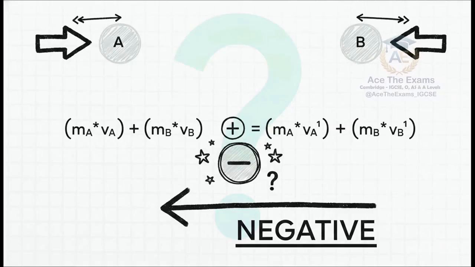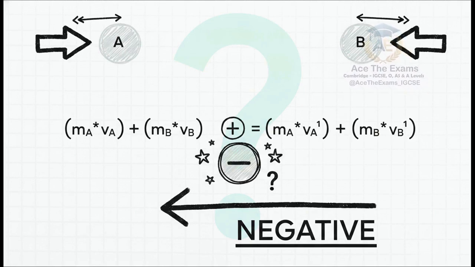Let's move to challenge 2. Find the flaw. Read this scenario very carefully. It says, total momentum before equals total momentum after. Object A is moving right and object B is moving left.